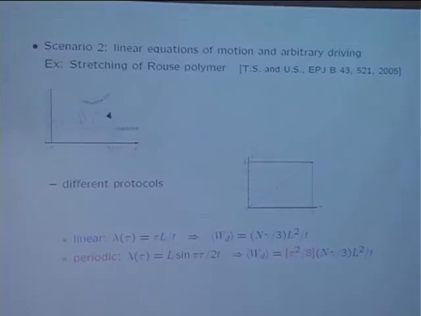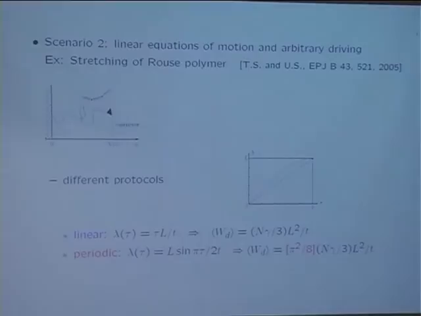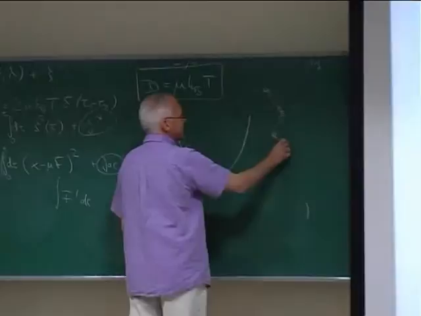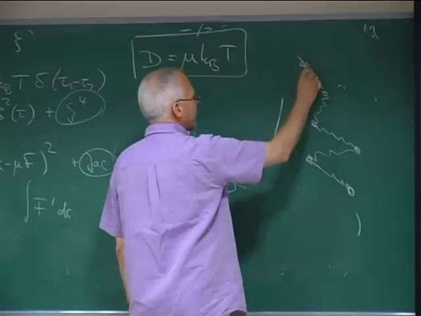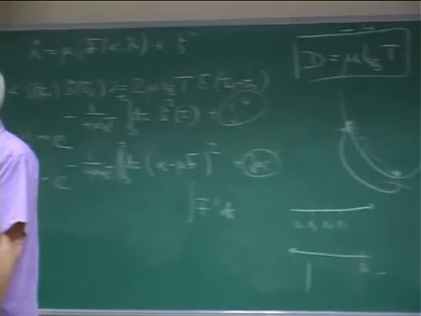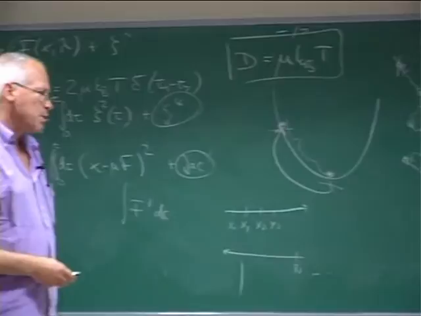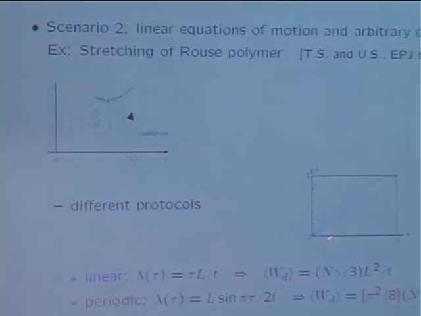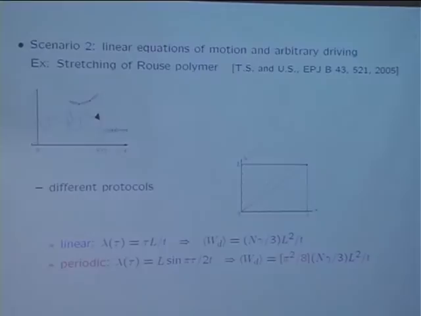So one example, for instance, is this Rouse model of a polymer. The Rouse model says that you just look at a chain of harmonic springs, and now you can fix this one, and you can pull this one. You can pull it with arbitrary speed. Linear equations of motion lead to a Gaussian distribution. And just as an illustration, suppose you have such a molecule and you want to stretch it in time, and you use two different protocols.